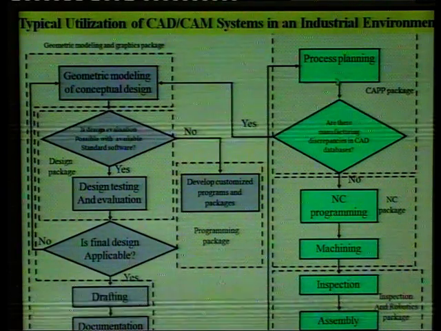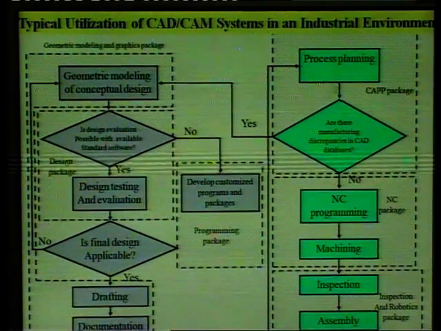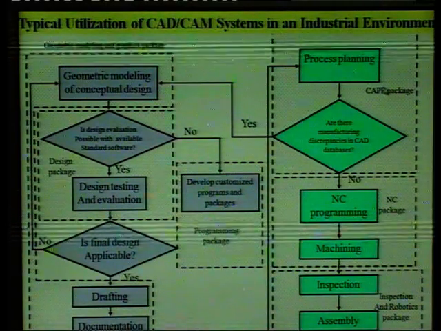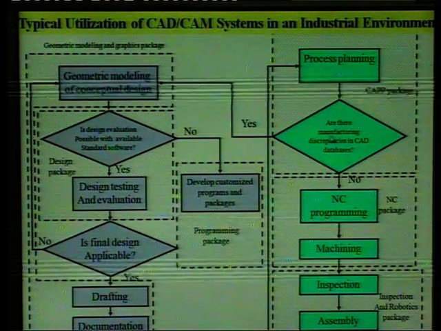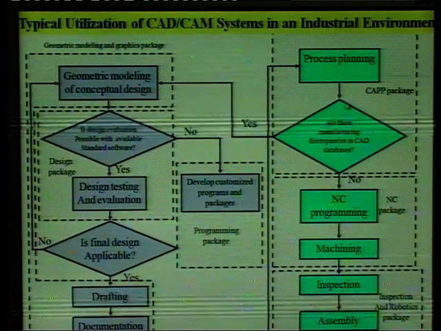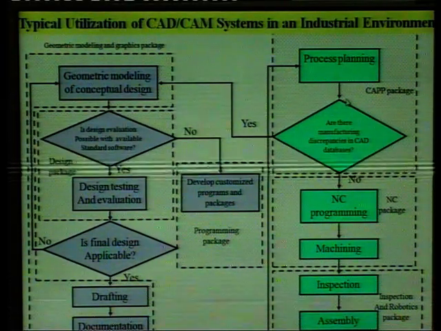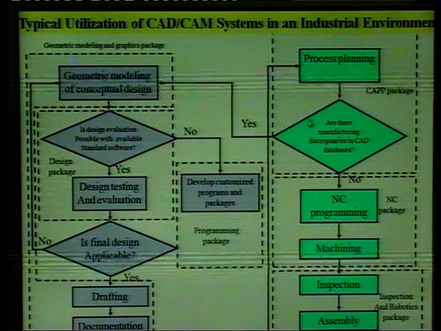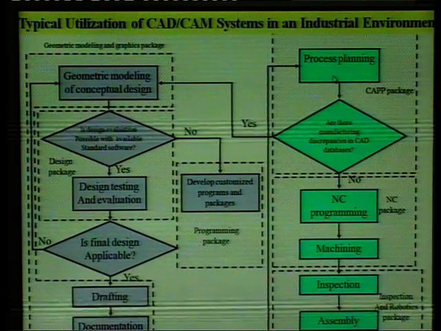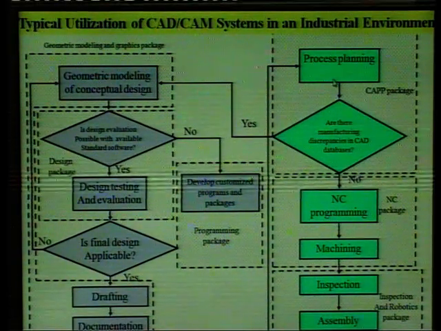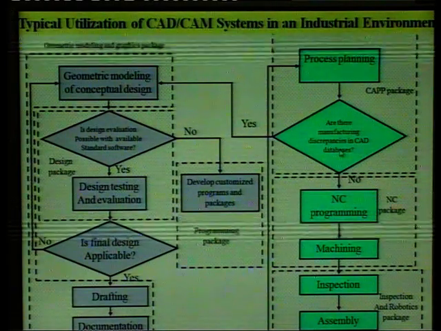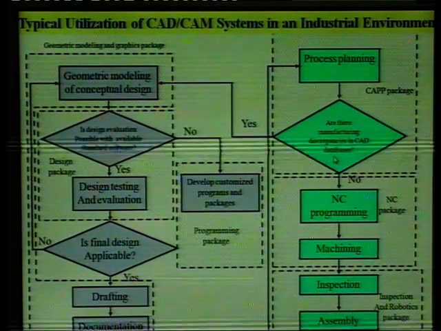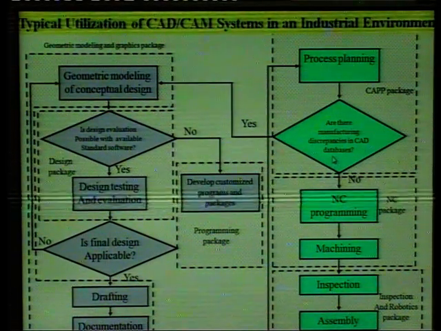So, first of all, as we have seen earlier also, process planning is done. For process planning, we use different CAM packages which are of two types, generative types or retrieval types. Discussing those is out of scope of this particular lecture. Once a CAM package does the process planning for the product, we have to check whether there are manufacturing discrepancies in the CAD database.